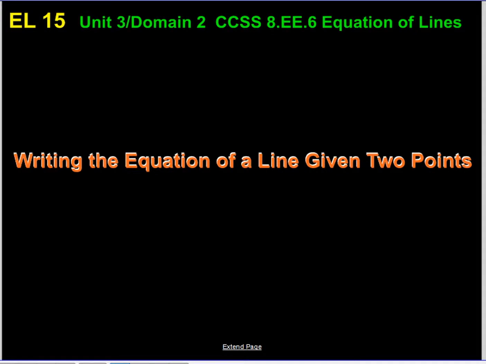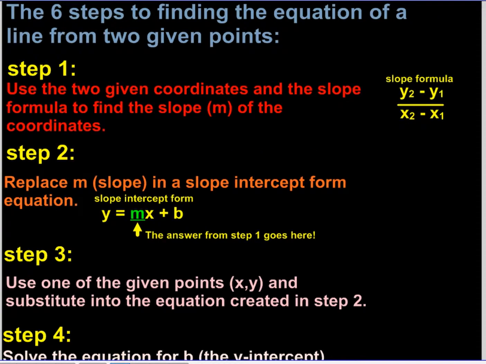Tonight's homework is EL 15, writing the equation of a line given 2 points. We'll start by going over the 6 steps that you need to follow in order to be able to find the equation of a line from 2 given points. Step number 1, you're going to use the given coordinates and the slope formula, which is right here, to find the slope of the coordinates.